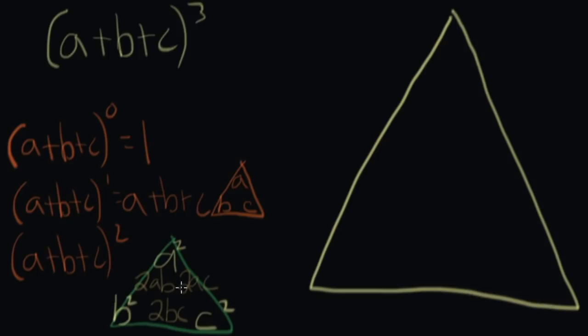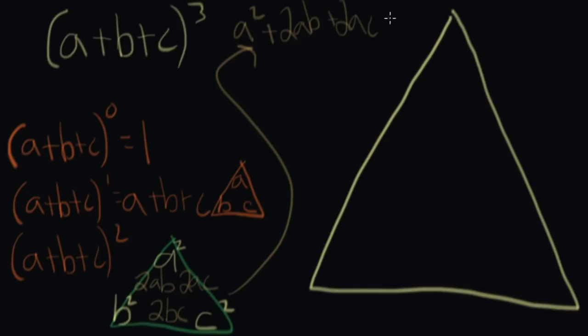And your final answer would be, let's go way over here. You'd get a squared plus 2ab plus 2ac plus b squared plus 2bc plus c squared. Oh, it's craziness, right? Absolutely craziness. So back to our original question, what happens when you cube a trinomial? I think we need a brand new page for that one, don't we?